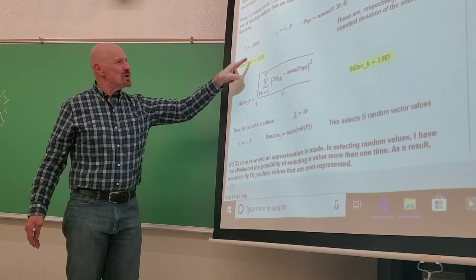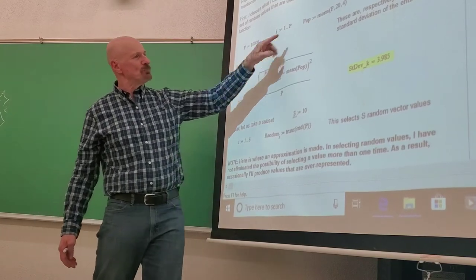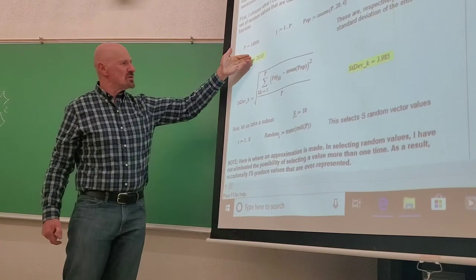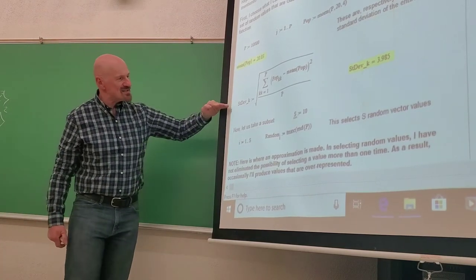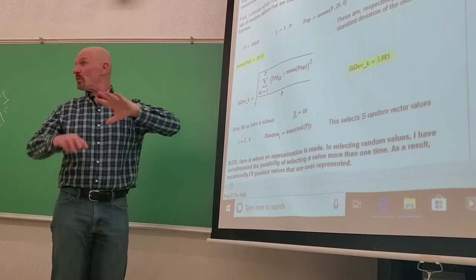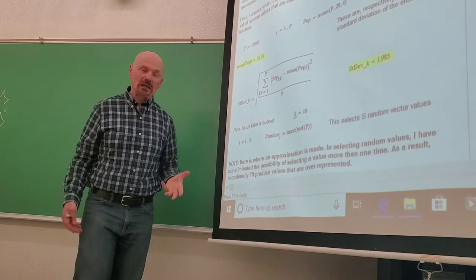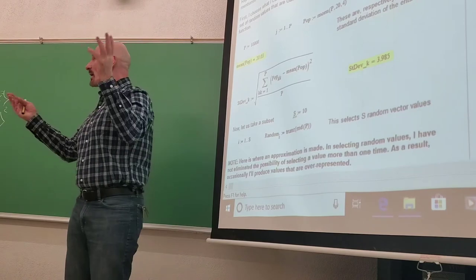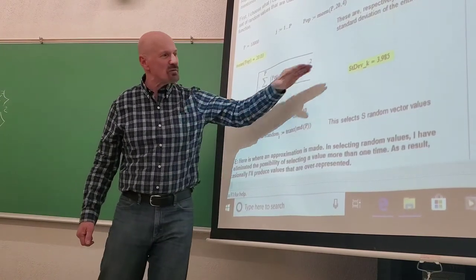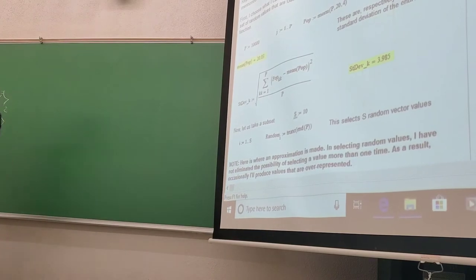So the average of the population, a random number of that 10,000, is 20.03. The standard deviation of that entire thing, let's say that is everything, let's say there's only 10,000 of whatever these things are in the universe, is about 3.985.